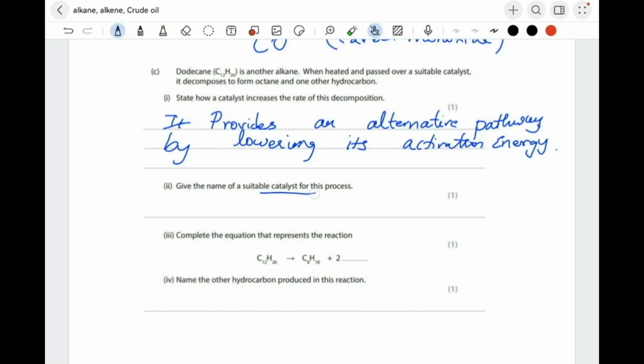Give the name of a suitable catalyst for this reaction. It can be silica or alumina. You can give silica or alumina, or you can give aluminum oxide or silicon dioxide.